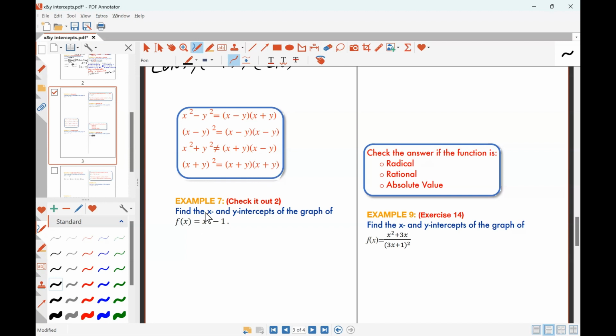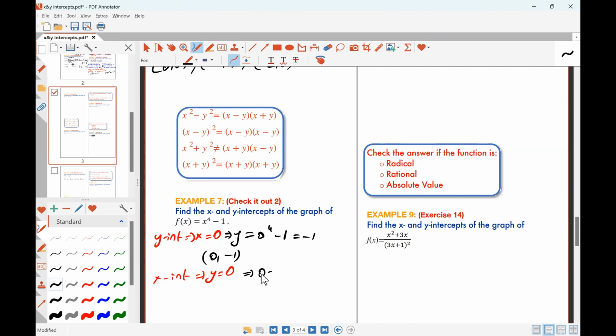Okay, find x and y intercepts. Start with y intercept. Let x be 0. So y is equal to 0 to the fourth minus 1, 0 minus 1, minus 1. So when x is 0, y is minus 1. 0 comma minus 1 will be the y-intercept. The x-intercept requires using factorization. Let y be 0.